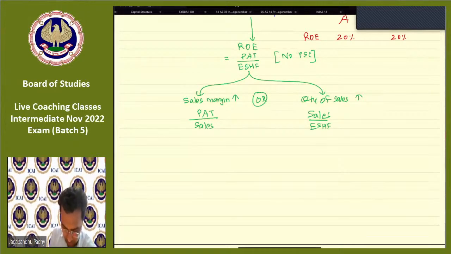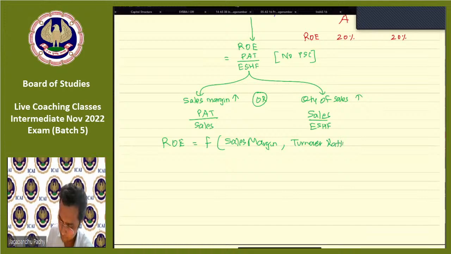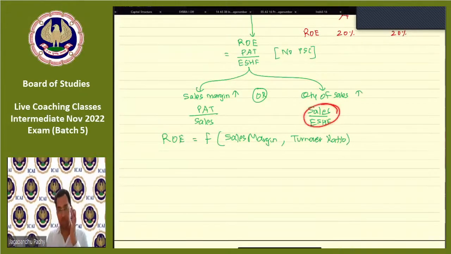So we can say the return on equity is a function of sales margin and turnover ratio. Right? So this sales upon equity shareholders funds tells you how efficiently your equity shareholders funds are being utilized to generate the sales, and this component tells you the PAT.